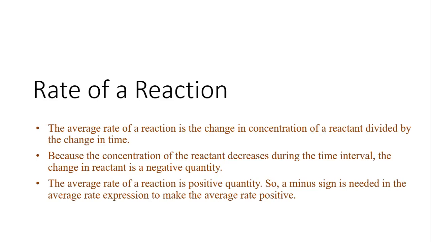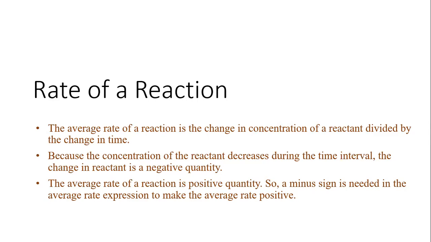The average rate of reaction is the change in concentration of a reactant divided by change in time. Because the concentration of the reactant, that is the chemical which is reacting, decreases during the time interval, the change in reactant is a negative quantity. The average rate of a reaction is a positive quantity.